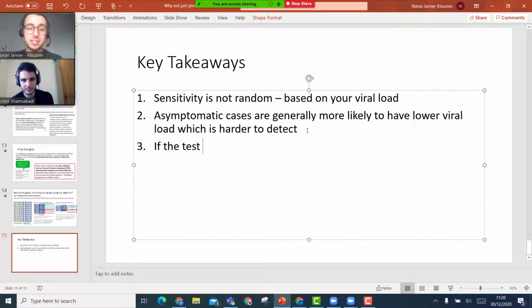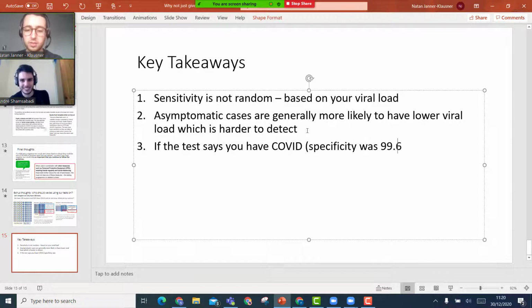If the test says you have COVID, you do. You basically do. Well, that is judged by the specificity, and we can say that there is a 99.64%, I believe that was the specificity of it, chance that you do have COVID. Basically, if you have the positive COVID test, take it as real. As truth.